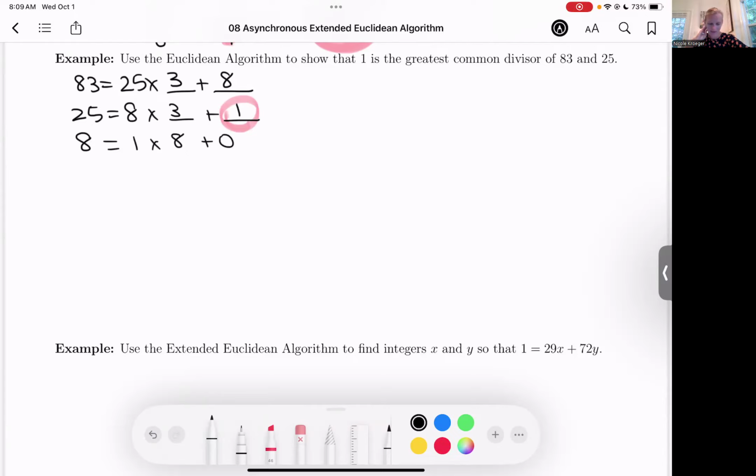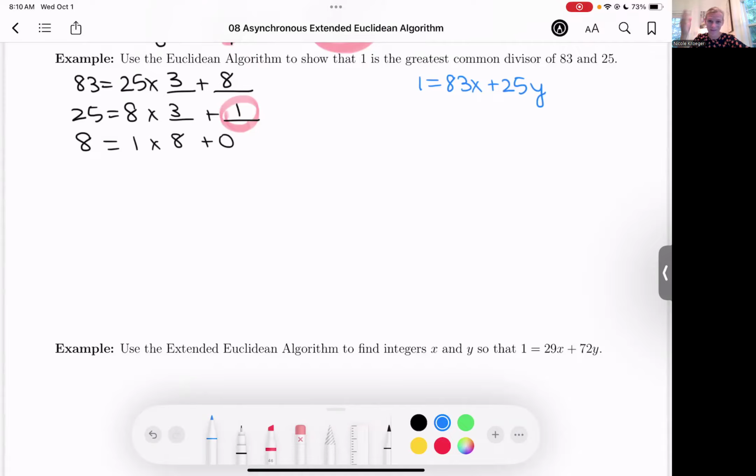Perfect. Okay, what we're going to do at this step is we're going to use the Euclidean algorithm to write 1 as 83 times some number plus 25 times some other number. We're going to look for integers x and y so that this statement is true. Okay?